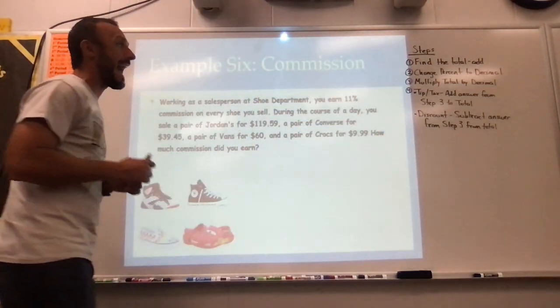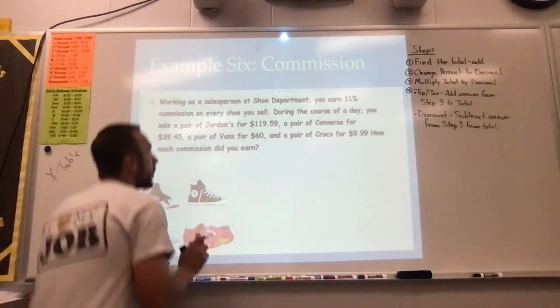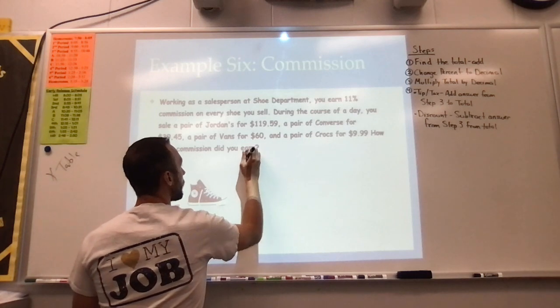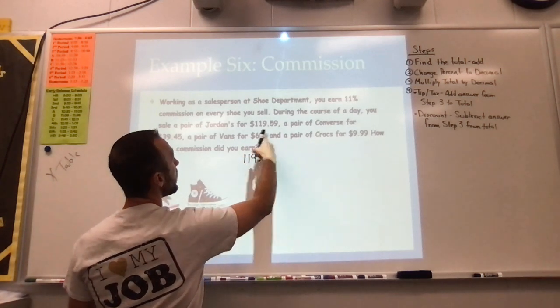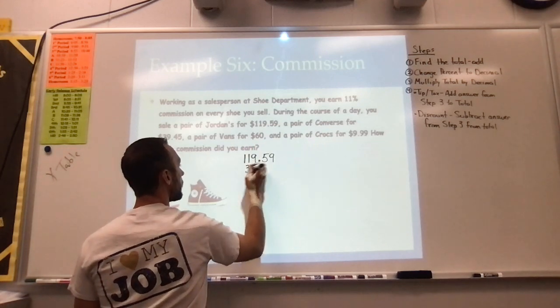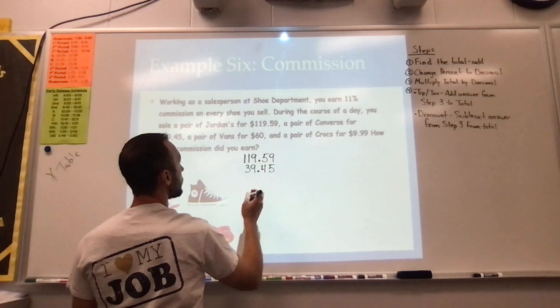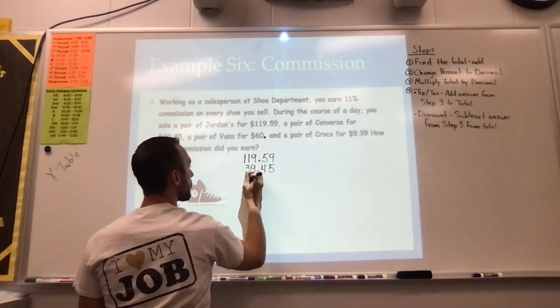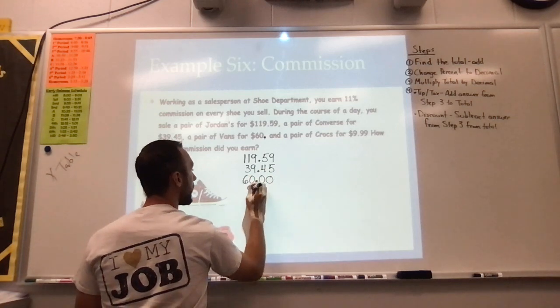Step 1 is to add. When you find the total of the amount you sold for that day. So the Jordans were $119.59. The Converse are $39.45. The Vans were $60. Remember, 60 has a decimal right there, so when we line it up, it goes just like that. And the Crocs were $9.99.